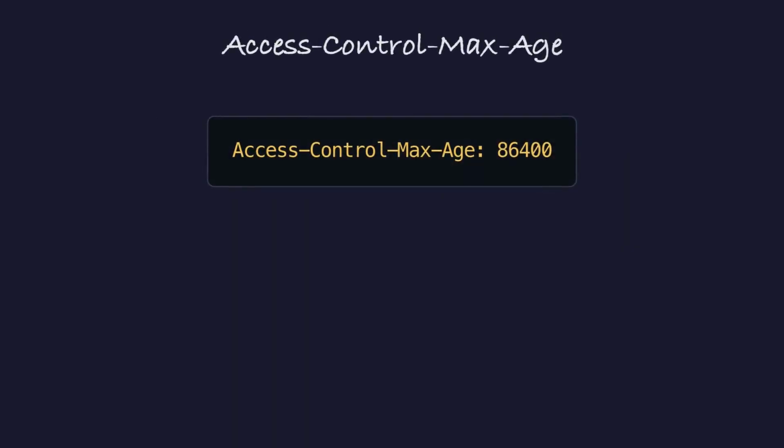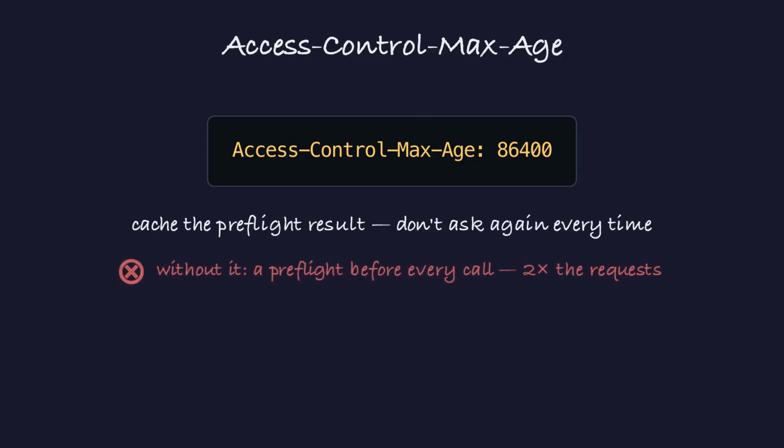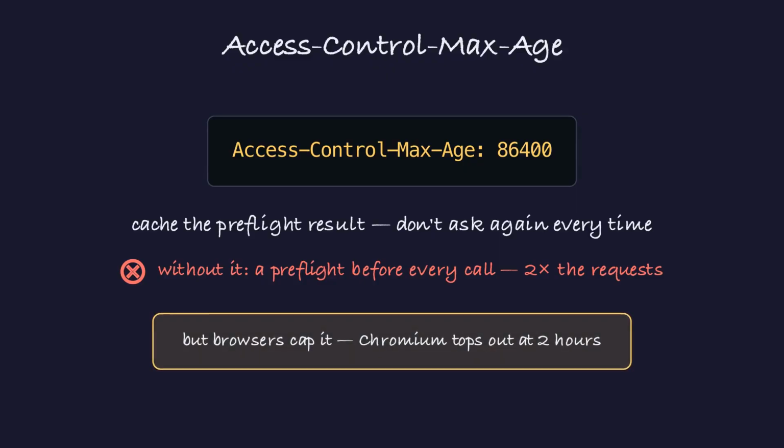One optimization worth knowing: Access-Control-Max-Age. It tells the browser to cache the Preflight result, so it does not have to ask again before every single request. Without it, you Preflight on every call, doubling your request count. With it, repeat requests skip straight through. Just know that browsers cap the value. Chromium tops out at 2 hours, no matter what number you send.